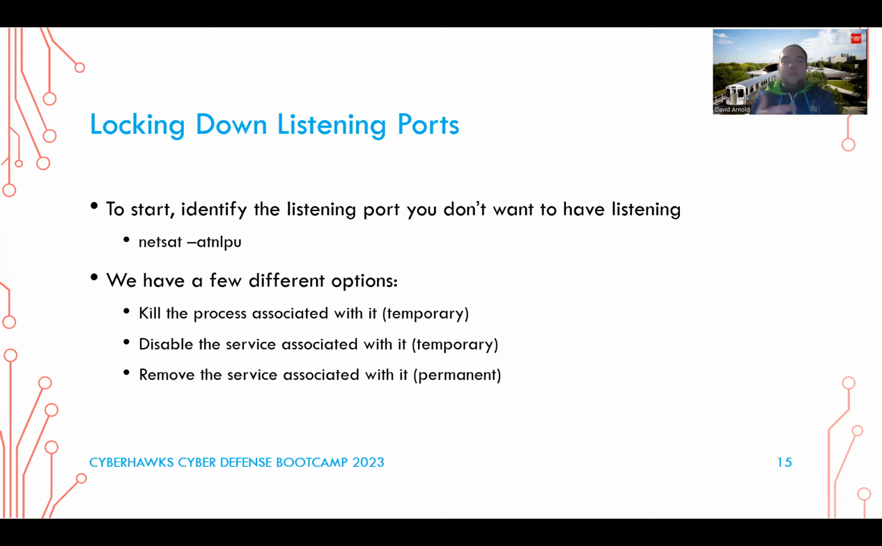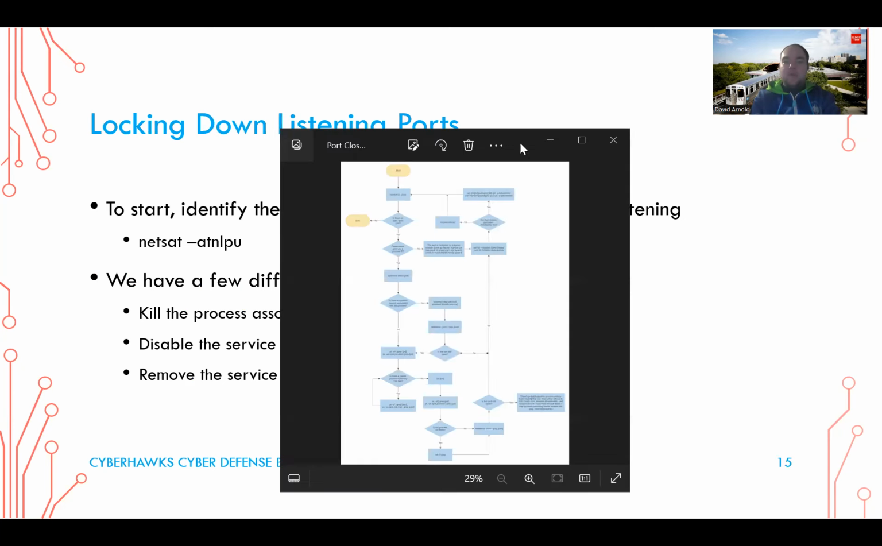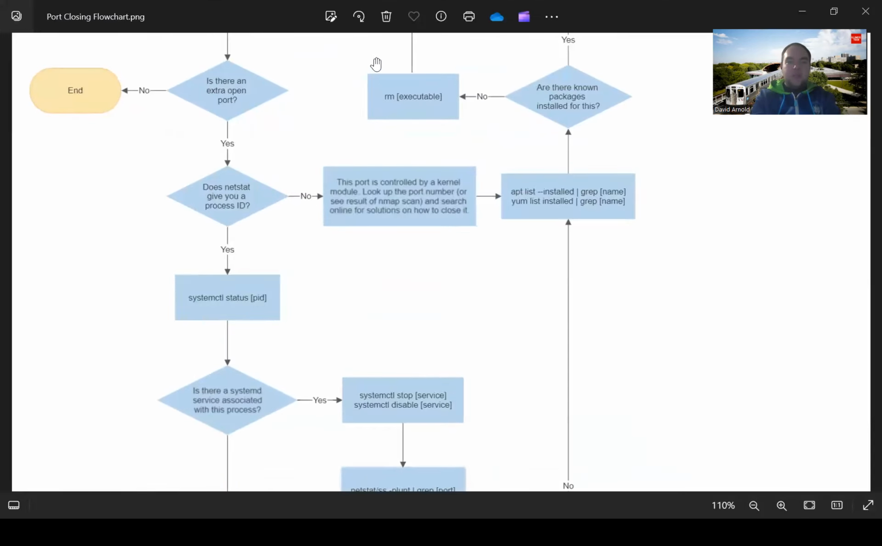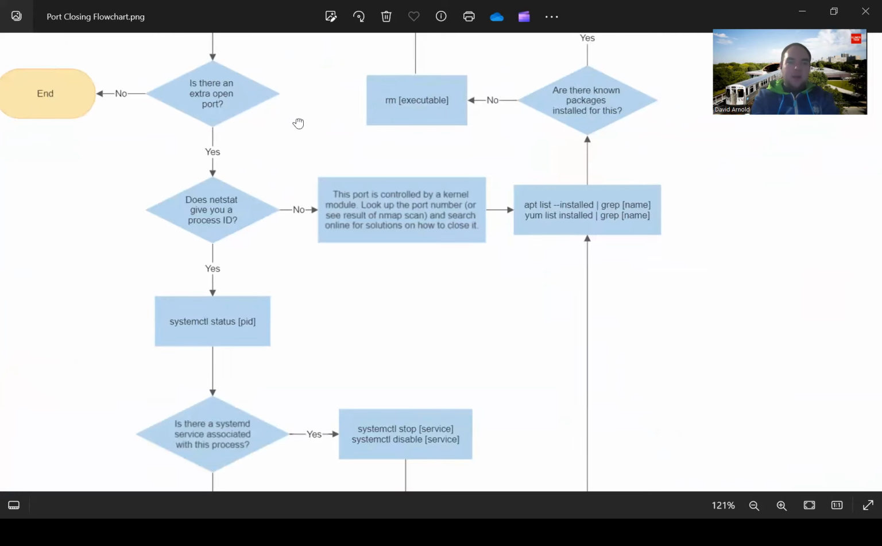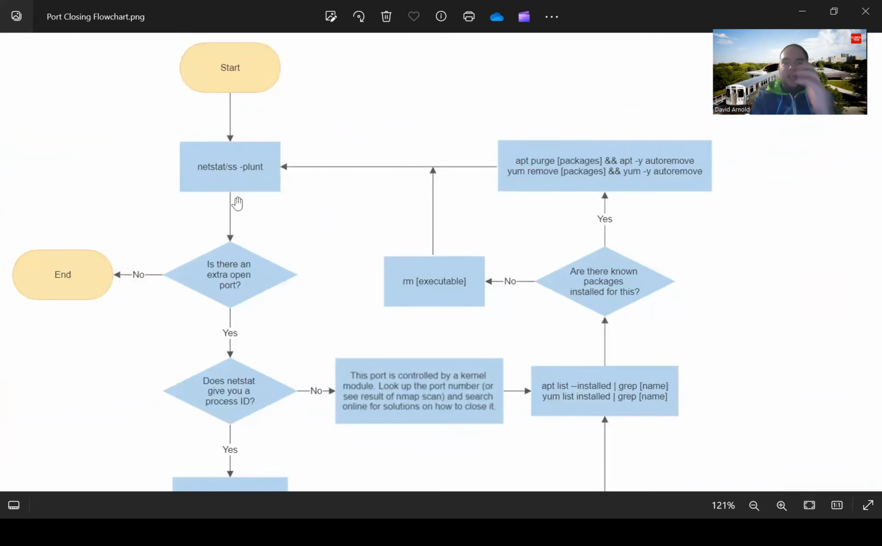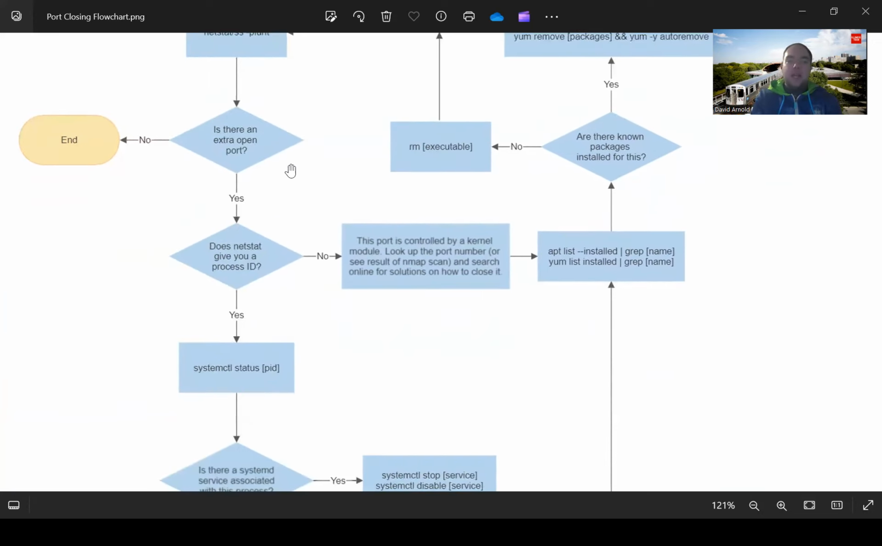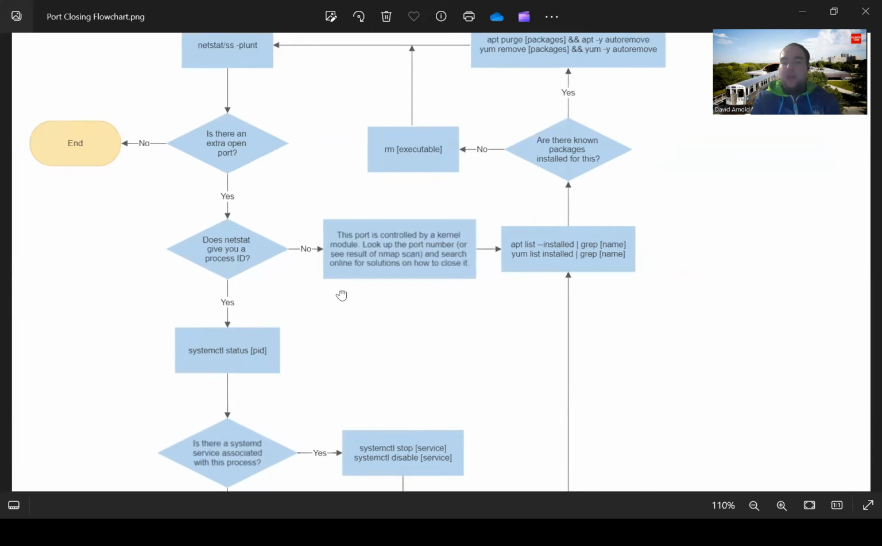So if you found something that wasn't supposed to be listening, there's a few different things that you can do to make sure that no danger can happen. And I actually highly recommend, I'll have to find the link again, but John Ford created this port closing sheet. So he said, you start by using netstat or ss to take a look at what ports are listening. You're going to say, okay, are there any extra ports that are listening? If there are, are you given an ID? And if you are given an ID, you can start to track down where that's from.